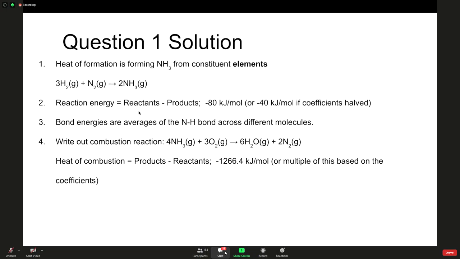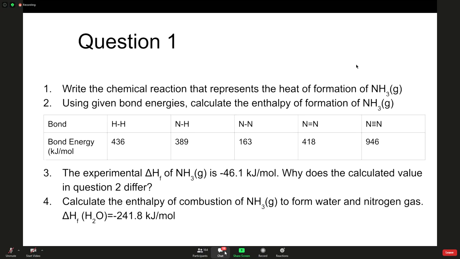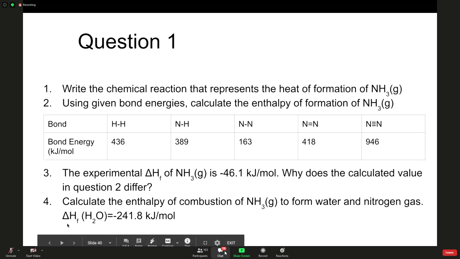So now, does anyone want to raise their hand on this one? This one might be a little bit of a mouthful to type out. But does anyone want to answer why the heat of formation value of NH3 is a little bit different than what you calculated from the bond energies? Any hands?